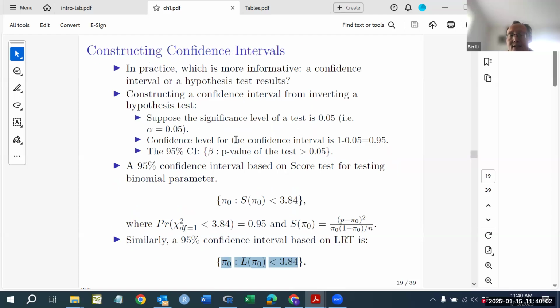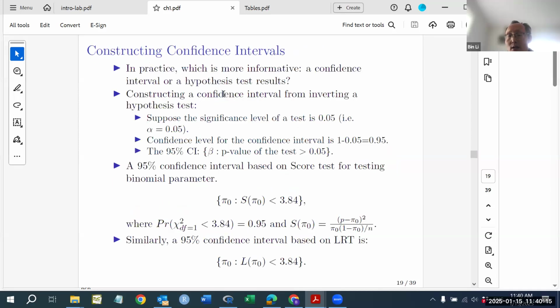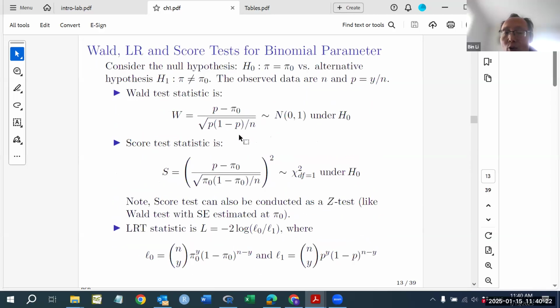Now, for example, let's see what is the confidence interval for a Wald test. Based on the definition, we want to have the Wald test statistic to be less than what? Now this time we are not using 3.84. For the Wald test, we can do it in two ways. One is it follows a standard normal distribution. If we take the square, then it goes to chi-square, okay? But we just do it from here.